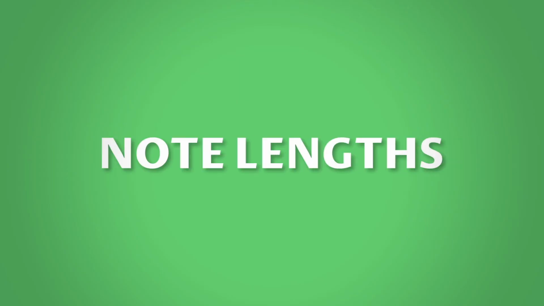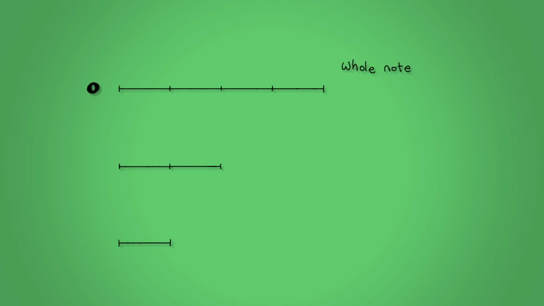Note lengths. How can you tell the length of a note? Well, that's easy. The shape of the note tells you how long to play it. A whole note, or if you're in the UK called a semibreve, is an empty circle and lasts 4 counts.